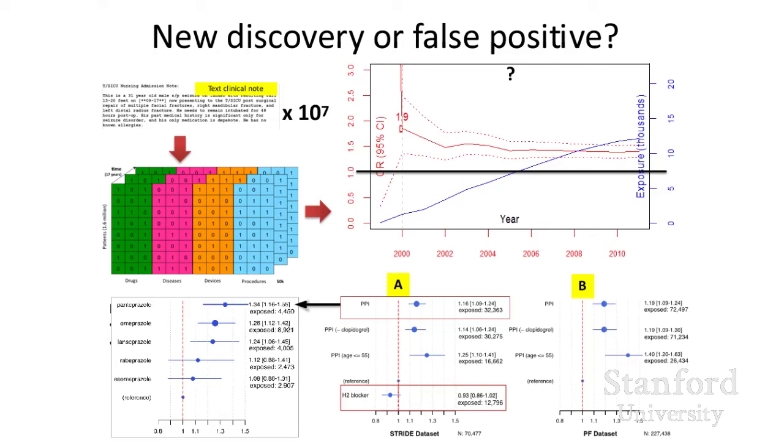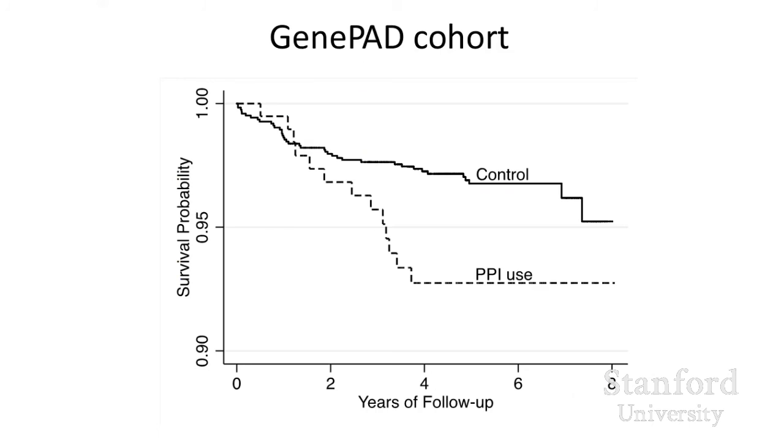There's some media coverage that would want to make you believe that that is the case, but the real science is slightly different. And then the last thing we did was we looked in a prospective cohort. It's a small cohort, about 1,500 people, and the question we asked is those people who use proton pump inhibitors, what is their 5-year survival overall?